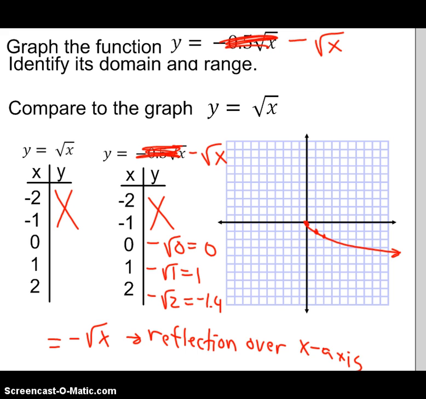Let's go ahead and write that down. So that's negative square root of x. And if I put the square root of x here, these are reflections of each other across the x-axis, which is the line of symmetry.